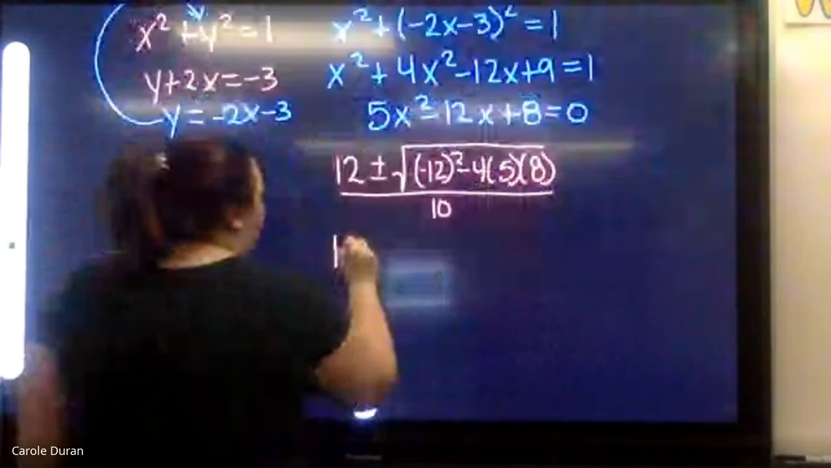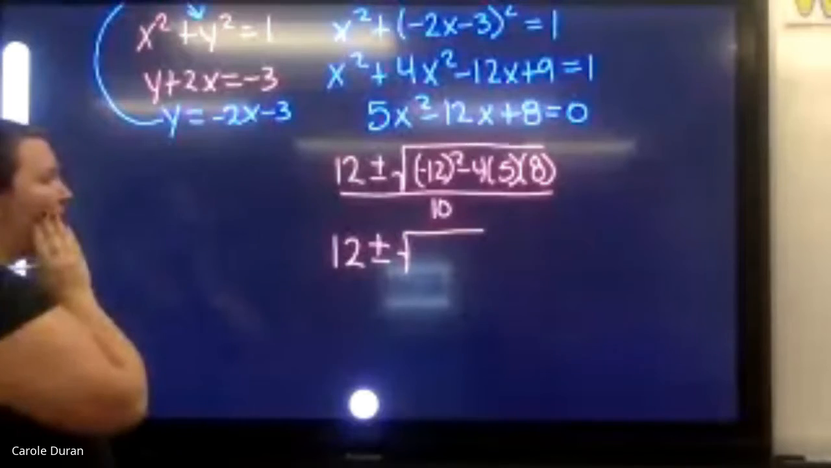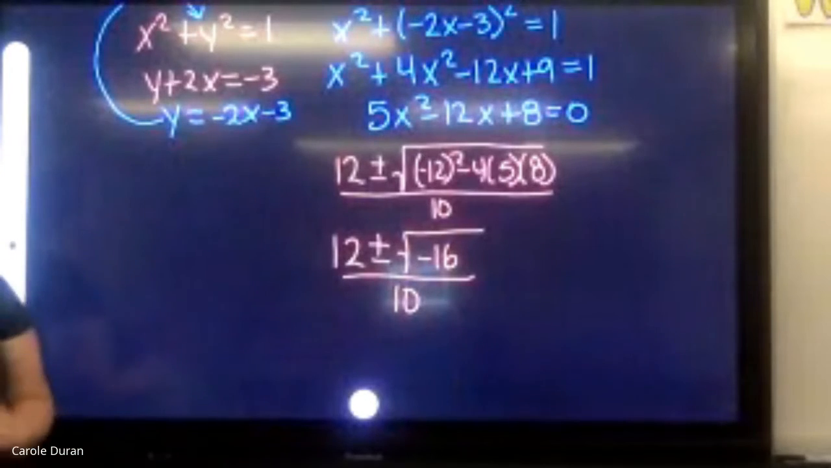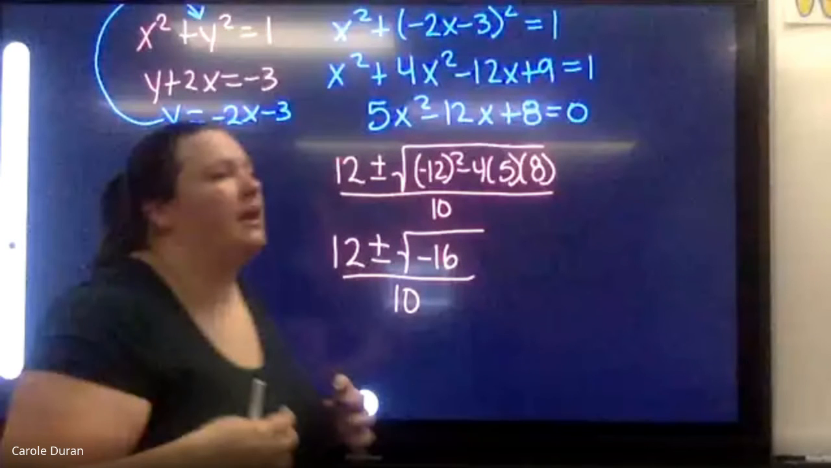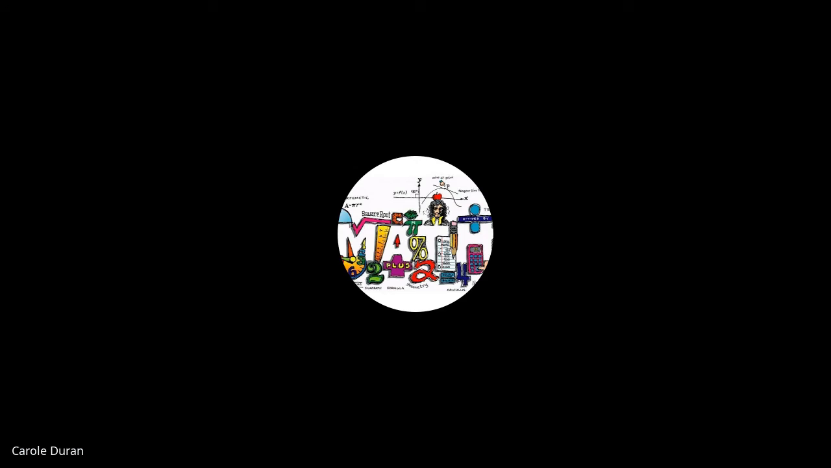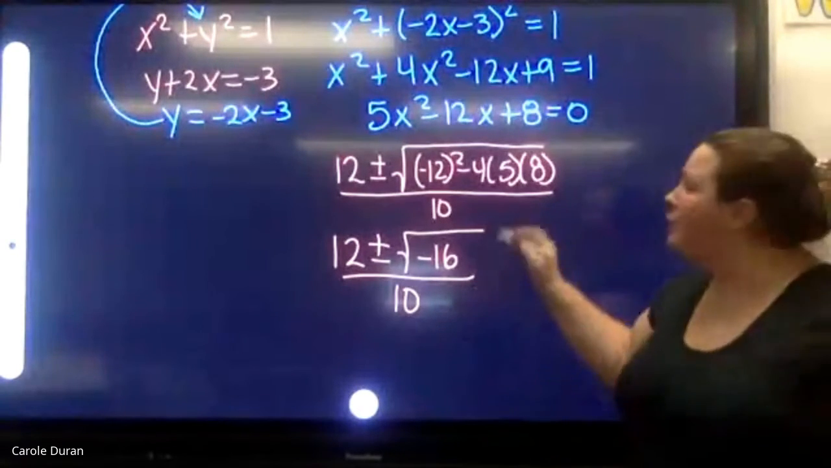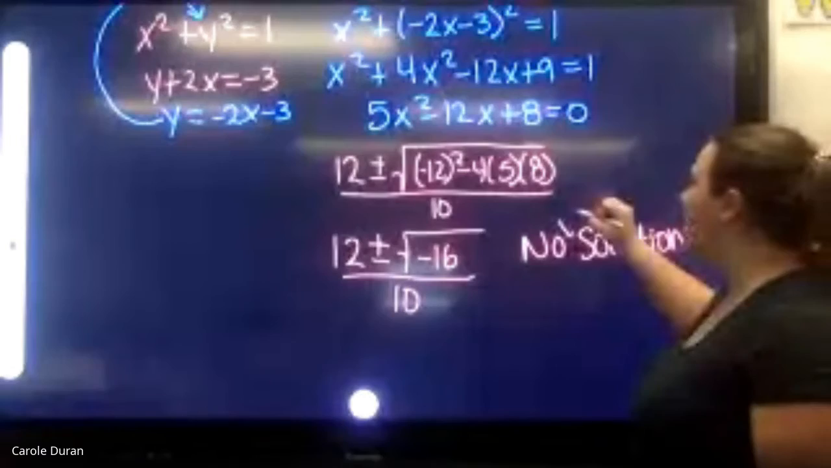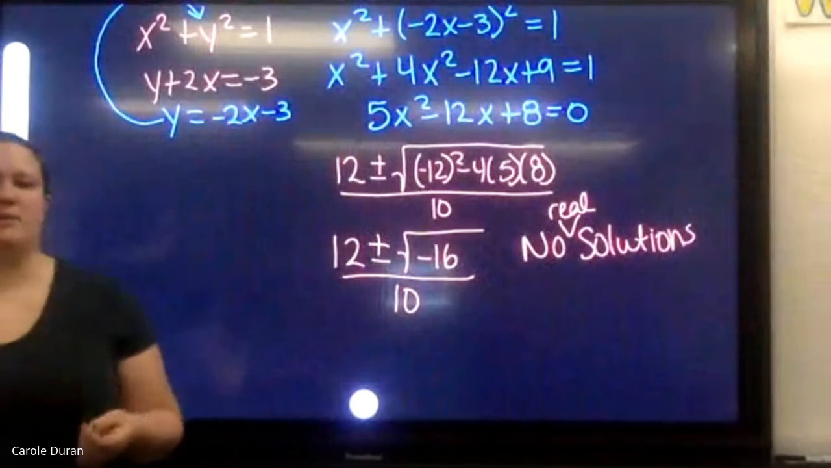I simplify this out a little bit, and I get negative 12 plus or minus the square root of 144 minus 160, which is negative 16, over 10. This is where I need to stop. Because I'm talking about a coordinate plane and looking for intersection points, I know all of my answers have to be real numbers. I got a negative 16 under my square root, which indicates that my solution is not going to be real, but in fact is going to be complex or imaginary, which means that there are no real solutions to this system. So I could stop right here. Okay, because I'm only looking for real number answers, not imaginary number answers.